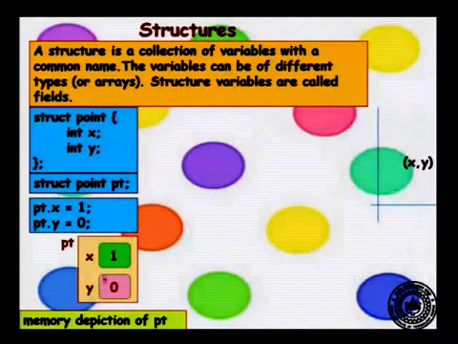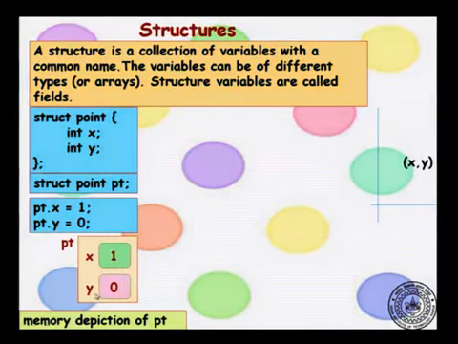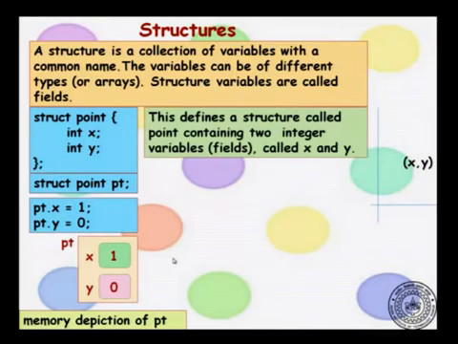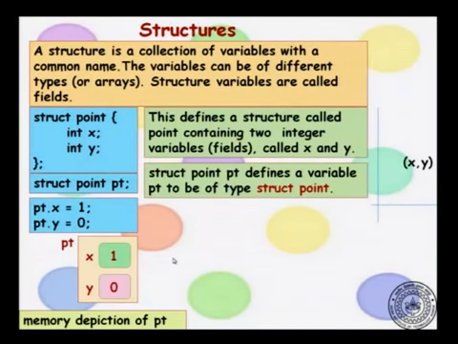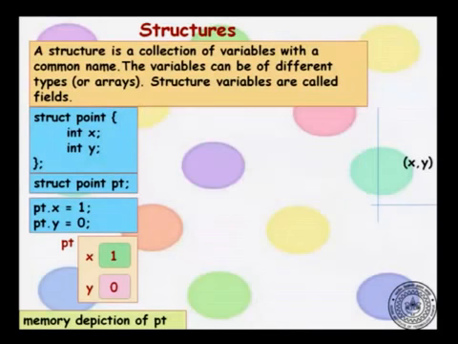So the internal memory representation after executing these statements will be that pt is a structure. Okay, it has two subfields x and y, and x will be assigned 1 and y will be assigned 0. Okay, struct point is the name of the data type and pt is the name of the variable.